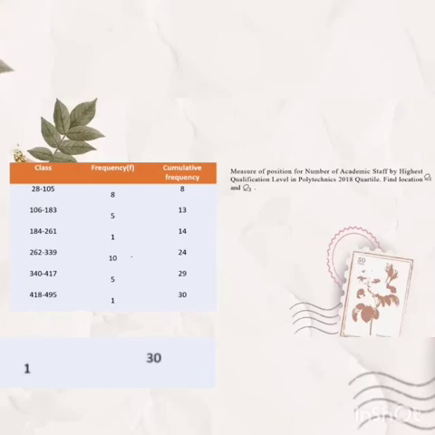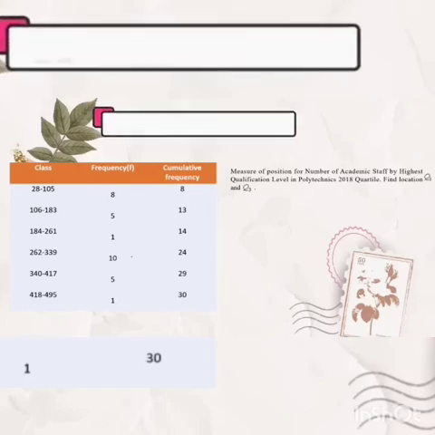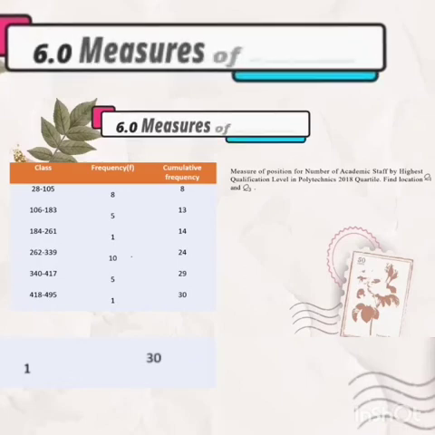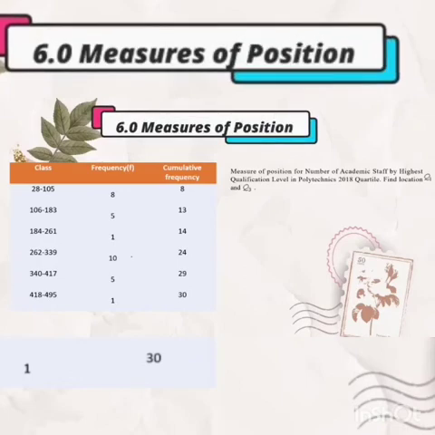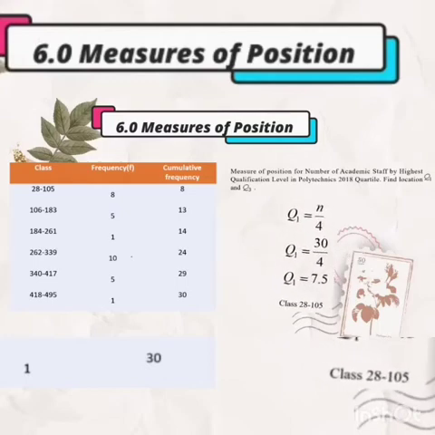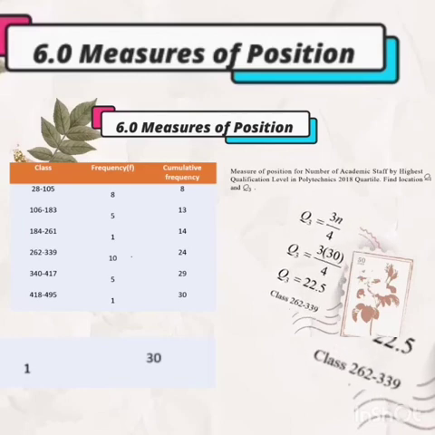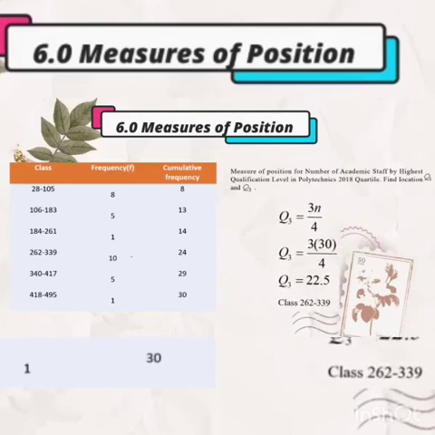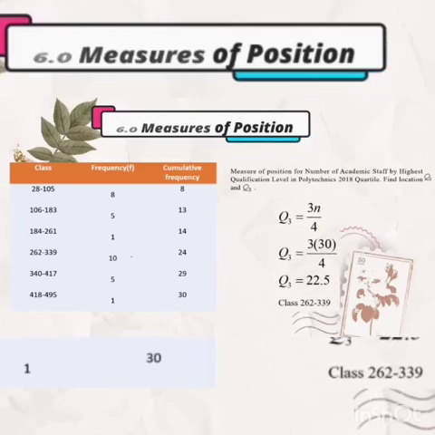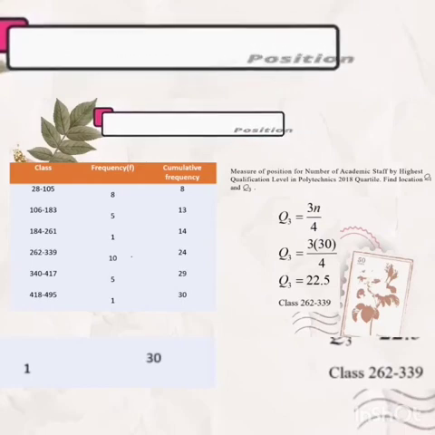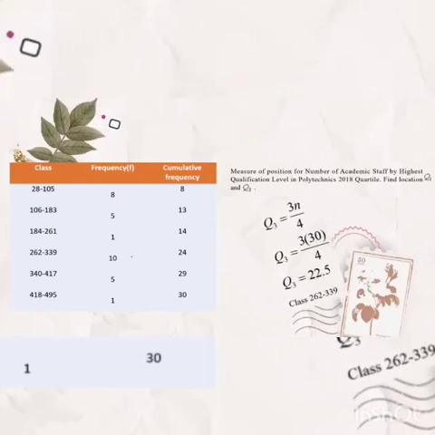Measure of position. Measure of position for number of academic staff by highest qualification level in Polytechnic 2018. Find the location of Q1 and Q3. Q1 is equal to n over 4, so Q1 is 7.5. We get from class 28 to 105. And Q3 equals 3n over 4, so Q3 is 22.5. We get from class 262 to 339.